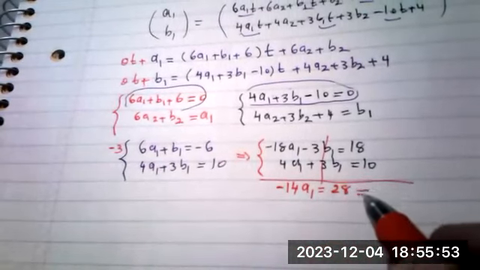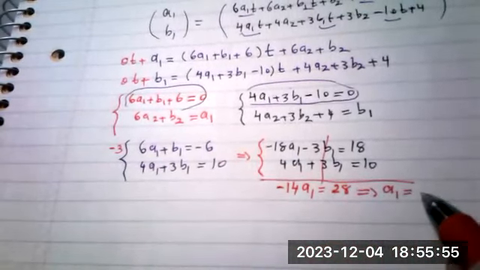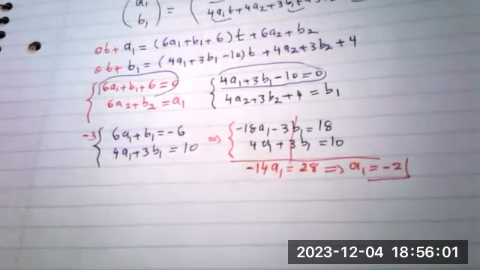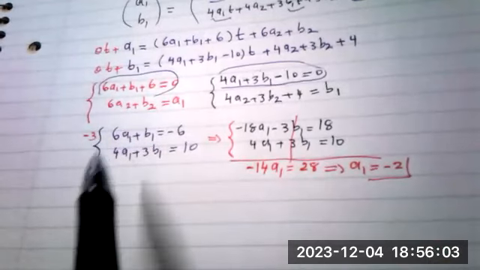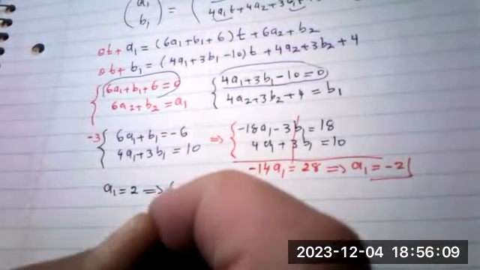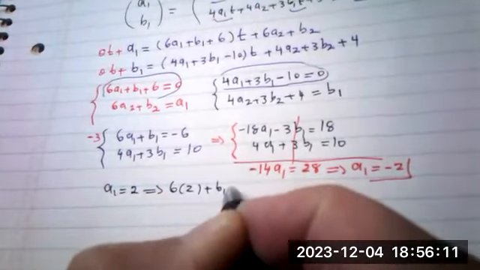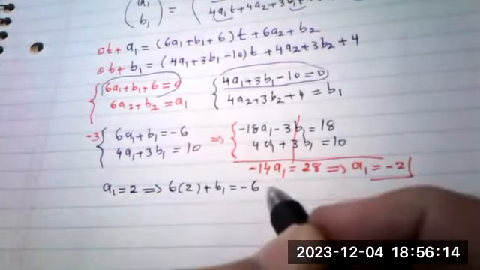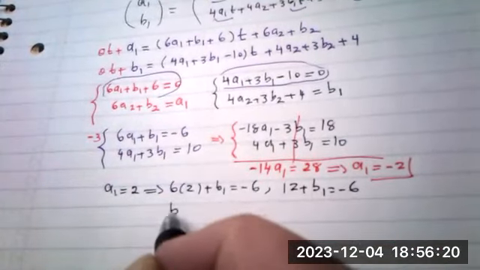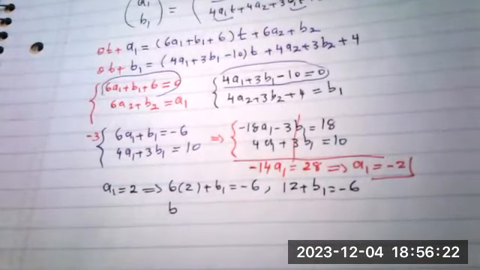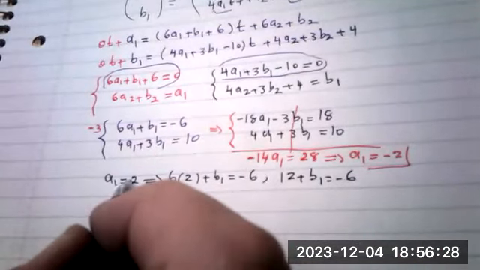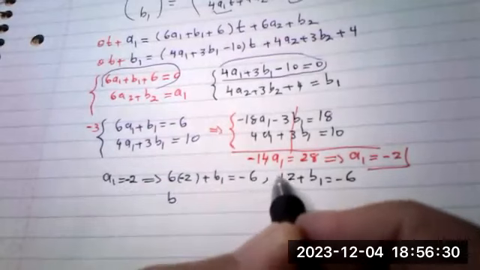So A1 would be -2. So that's going to be your A1. You bring it back here to get the B1. So A1 is equal to 2. So that gives us 6 times 2 plus B1 equal to -6. So that will be 12 plus B1 equal to -6. Which one? A1 equals -2. Oh, -2, thank you. So that gives us -12.